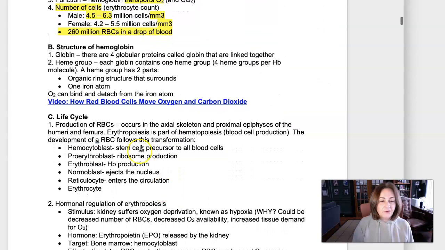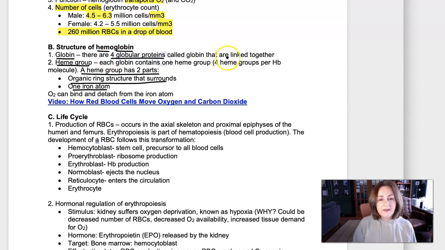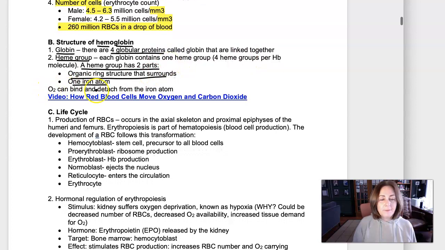So we talked about the structure of hemoglobin. Basically, just remember it as these two components. The heme, being the heme group. We talked about that. The heme group has two parts. There's that organic ring surrounding the iron atom, and oxygen is going to bind to the iron atom. And then the globin is the protein. So as far as the globin, there are 4 globular proteins that link together to form hemoglobin. So oxygen can bind and detach from the iron atom.